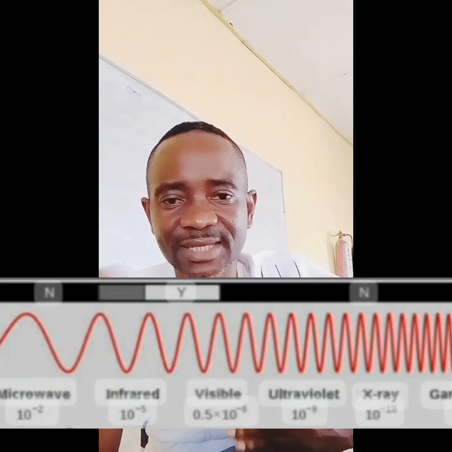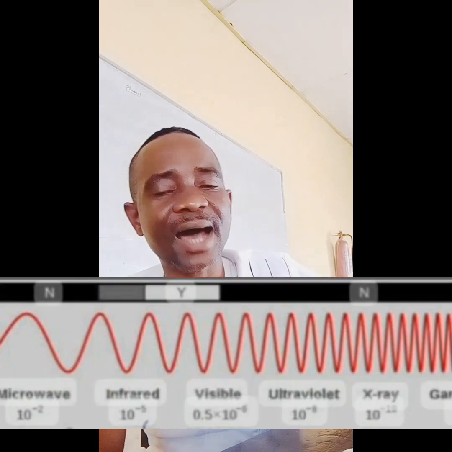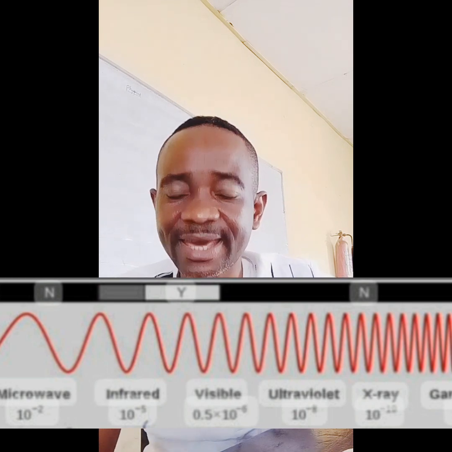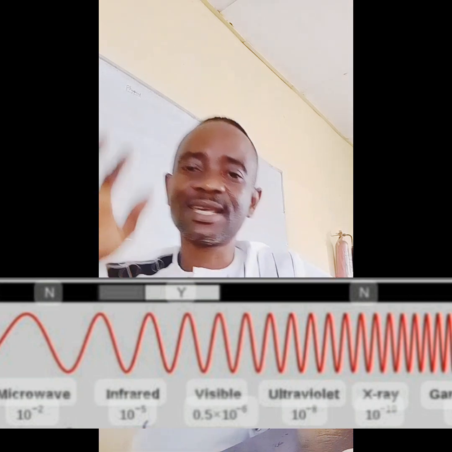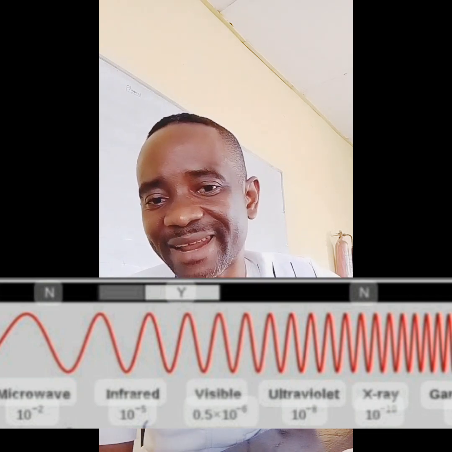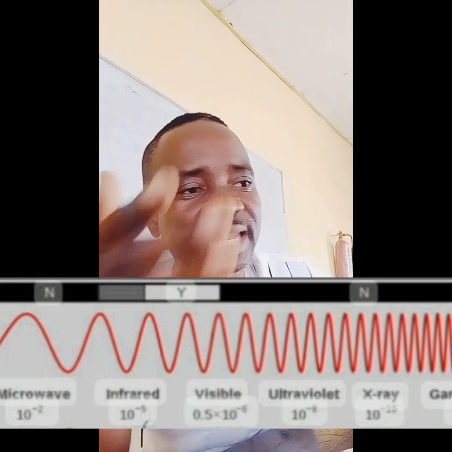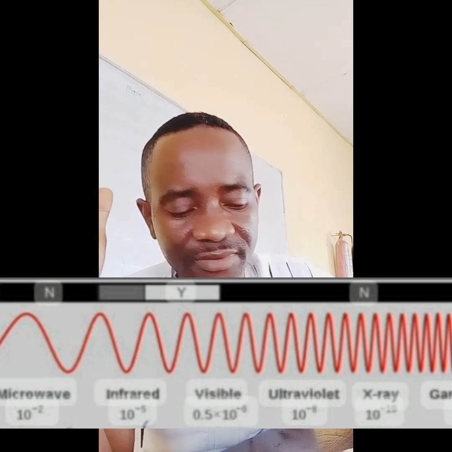The next is visible light. That is the light we can see. Other parts of the light or electromagnetic spectrum are invisible to the human eye. It is only visible light that is visible to the human eye. Not only the human eye, the animal eye uses it. It detects objects and colors using the visible light.